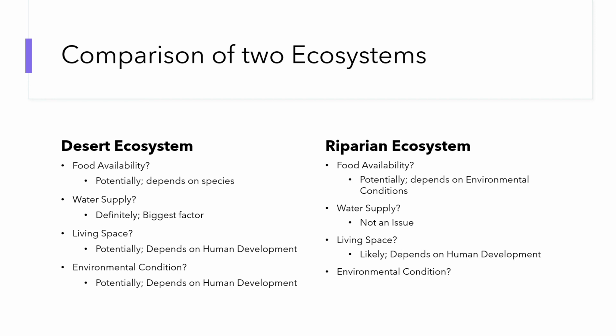One of the factors that's probably going to be an issue is living space. Because of the way humans have developed, we like to grow and build cities near rivers and lakes and streams. So those are the first places that get populated and turned into roads and suburbs. So living space is probably going to be an issue, but the biggest issue is going to be the environmental condition. Again, because those are the first places we usually build, they're going to be places that are destroyed first. So the environmental condition within that area is going to be the most important factor in the riparian ecosystem.